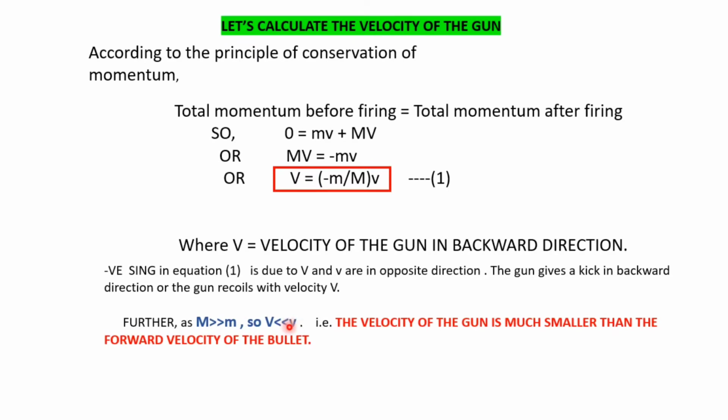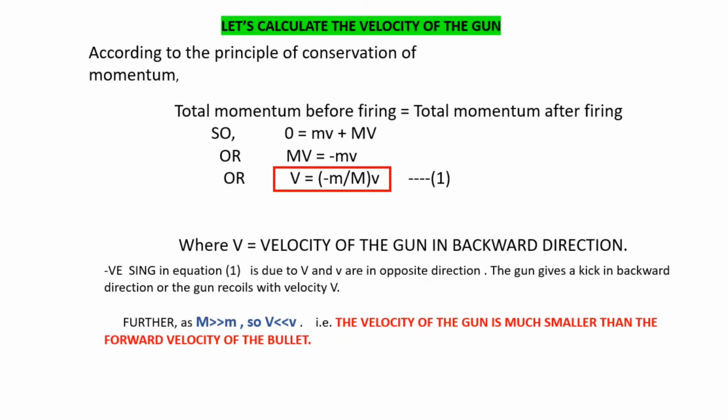And also from this relation you can see capital V is inversely proportional to capital M. So the velocity of the gun is much smaller than the forward velocity of the bullet, because the mass of the gun is very large as compared to the mass of the bullet.